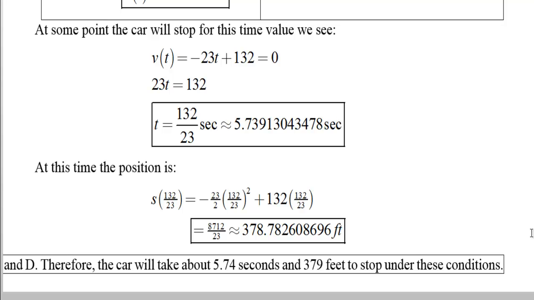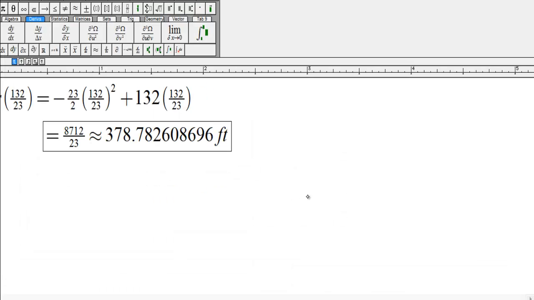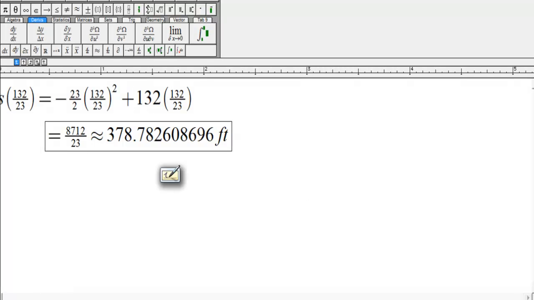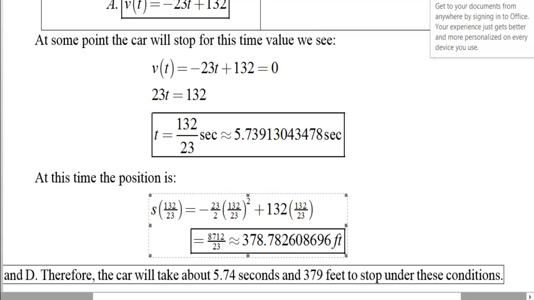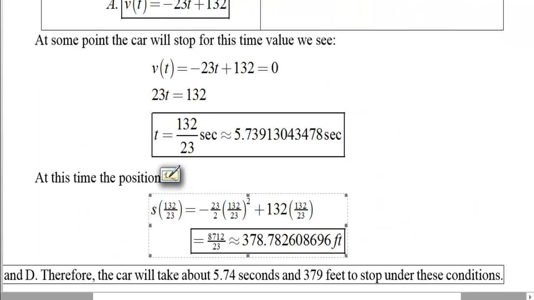Okay, remember, S up here was what? It was negative 23t plus 132. So that's negative 23, there it is again. Negative 23, and t is 132 over 23, then we square it, plus 132. Wait a minute. Yes, let's go up here. I was looking at the wrong formula. Yeah, here's S: negative 23 halves t squared plus 132t. So that's correct. We plug in 132 over 23 for t in both those places. Work that out, there it is in fraction form, or approximately 378.78 feet.